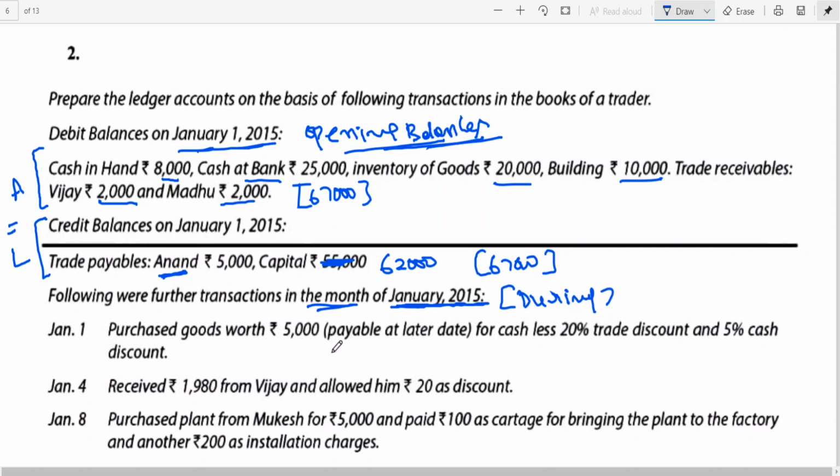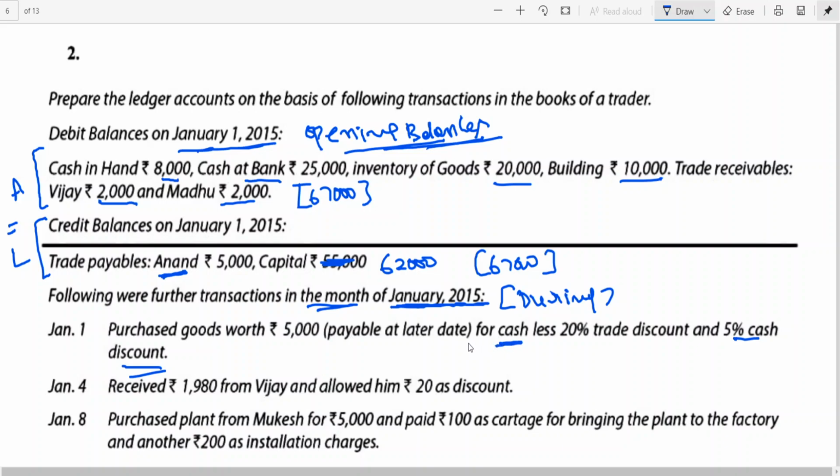Purchase goods worth rupees 5,000, payable at a later date for cash. That means we don't know, but we assume that the amount has been paid because he has also given cash discount, no? But we don't know the date. What is the later date? Payable at a later date. But since you are buying for cash, you need to make immediate payment.